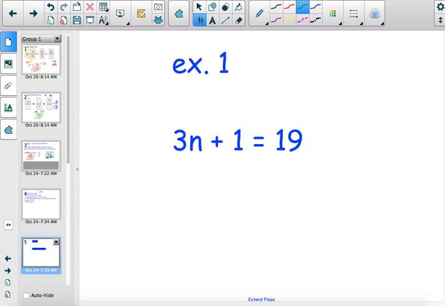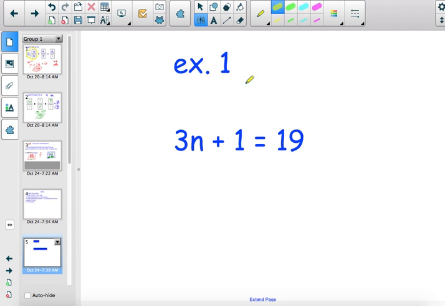All right, so I'm going to go through the steps. Identify the variable. Sarah, what's the variable? Thanks, Sarah. So in the end, we want n by itself. My next step is I'm going to draw a divider. If you want to just draw a straight line, that's fine. I draw a squiggly.